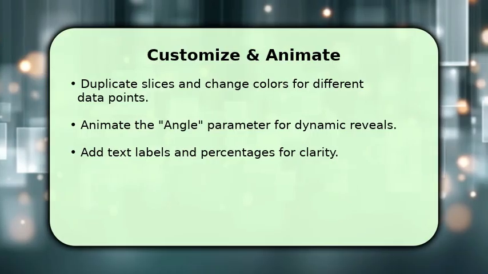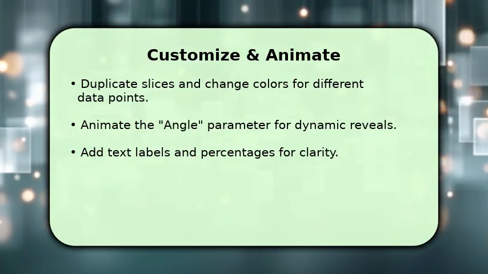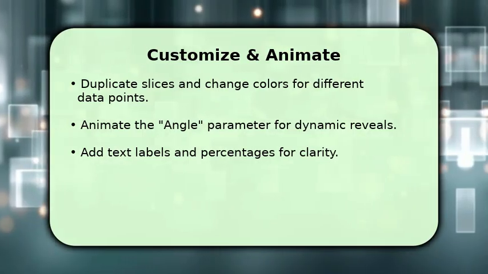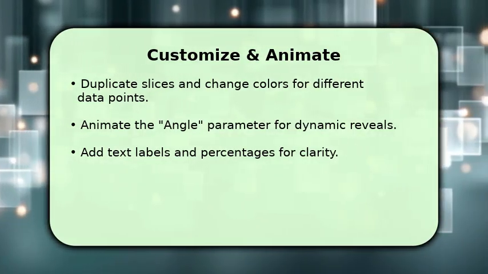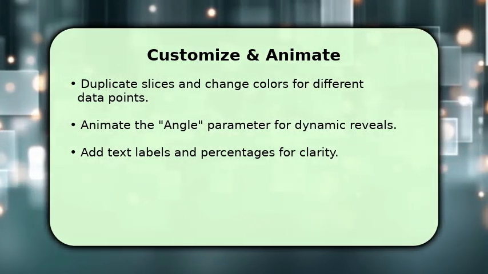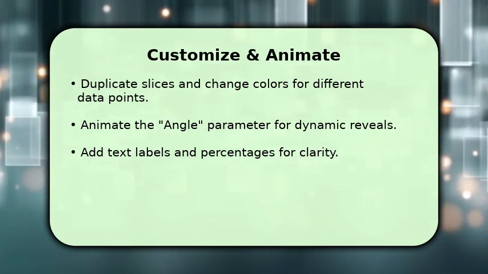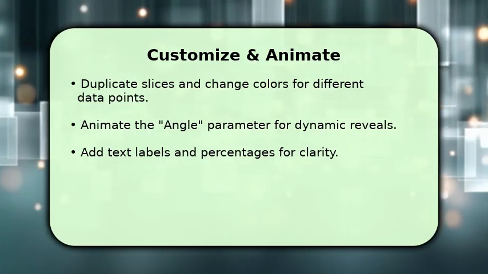To add more slices, simply duplicate your existing background and paint node setup. Change the color of each new background and adjust the paint node's angle to represent different data values. For animation, keyframe the angle parameter of your paint node to create a smooth reveal effect.